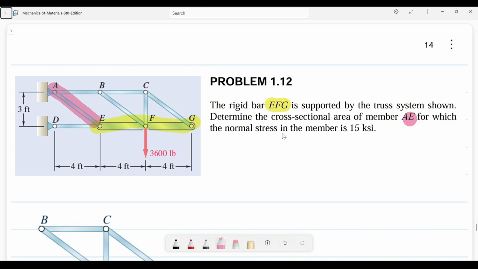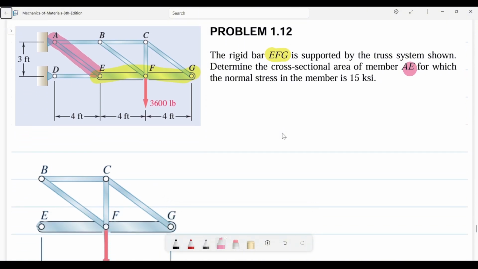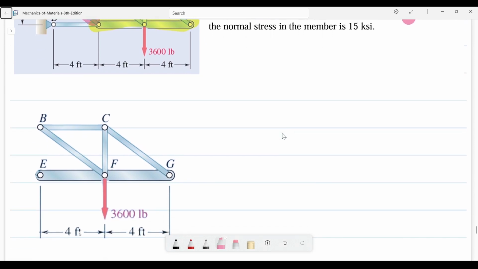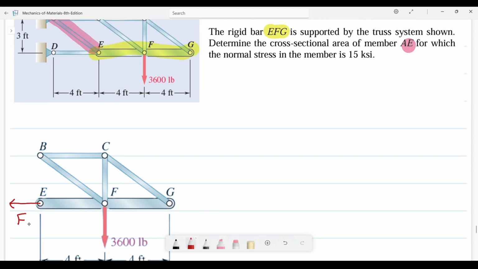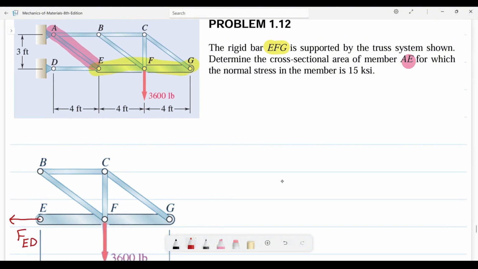From the last question, I added the free body diagram to this page. Let's draw the forces. Here we have F, DE, and here we have another one, FAE. And also we have another force, FAB.